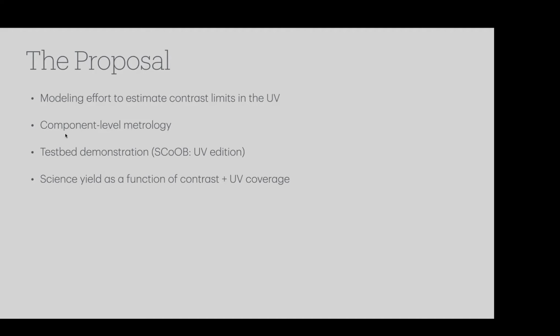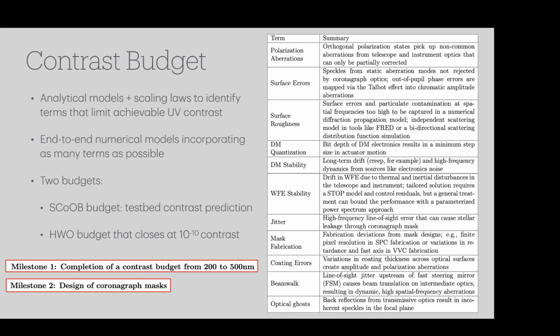Okay, so then I'm going to go into a little bit more detail on each of these, and describe what it is we're proposing to do, and what we've already done so far, which, spoiler alert, is very little. So the first term, right, the contrast budget. I've already said most of this, right? It's the analytical models and the scaling laws to figure out which terms limit the contrast at the UV.